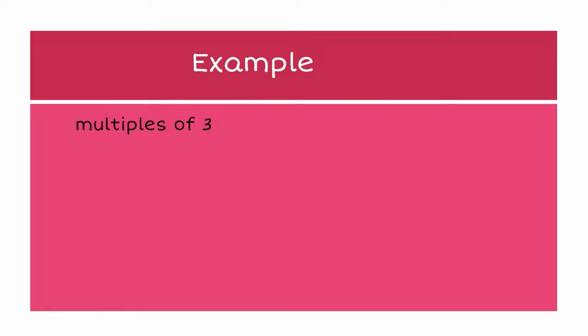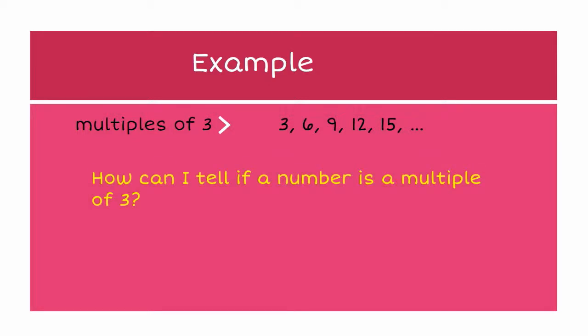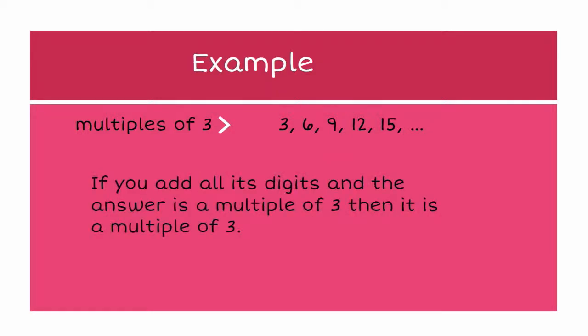The multiples of 3 would be 3, 6, 9, 12, 15, and so on. How can I tell if a number is a multiple of 3? If you add all the digits together and the answer is a multiple of 3, then the number must be a multiple of 3.